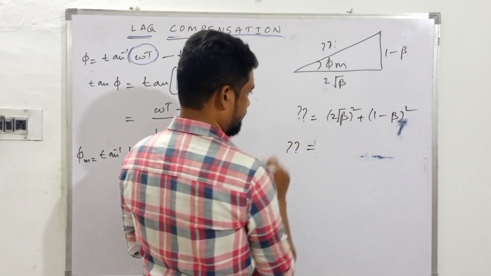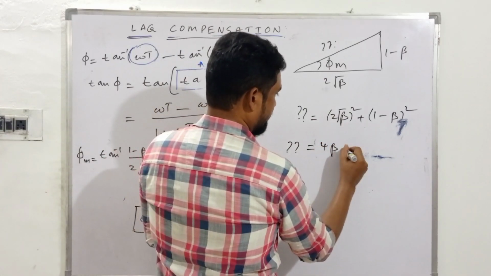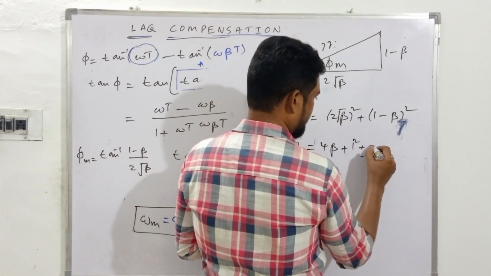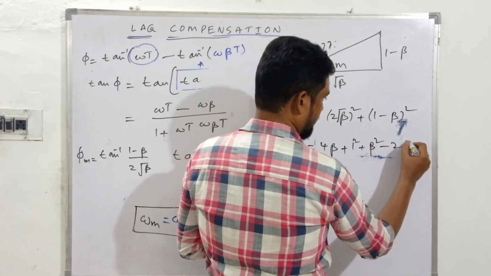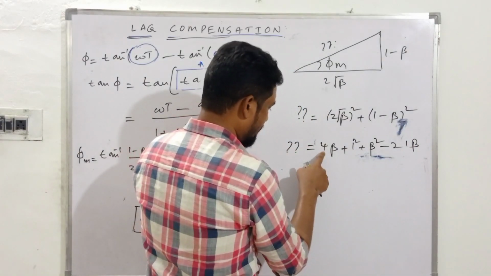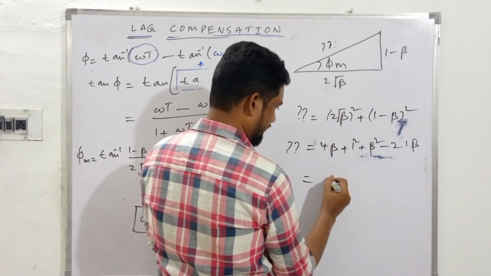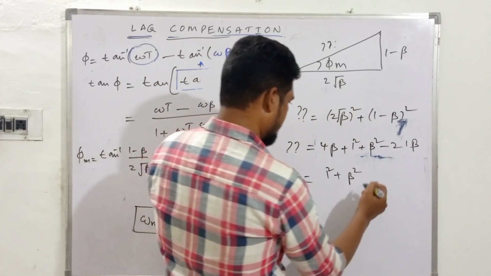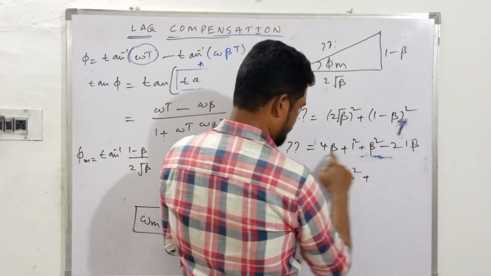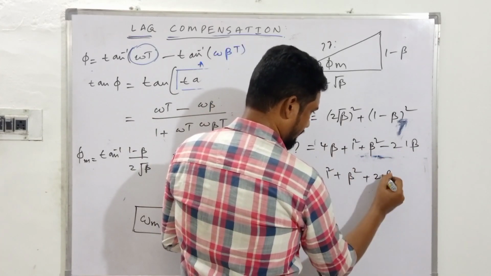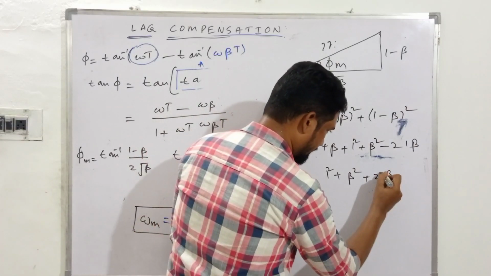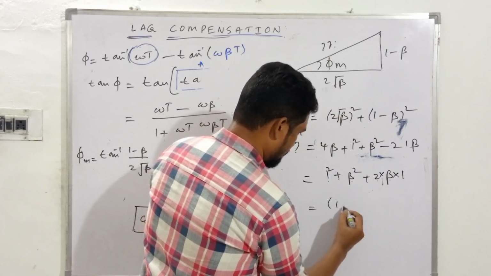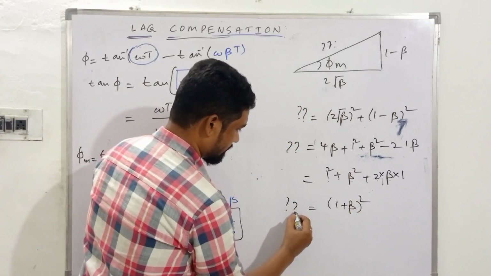So what will this be? It's 4 beta plus 1 minus beta whole square. A minus b whole square is a square plus b square minus 2ab. So what do we have here? Plus 4 beta minus 2 beta. We have 1 square plus beta square plus 4 beta minus 2 beta, which is plus 2 beta into 1. What do you understand? a square plus b square plus 2ab. So how can we close this one? 1 plus beta whole square, which is equal to this square.